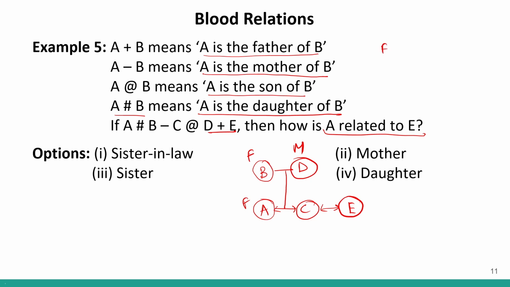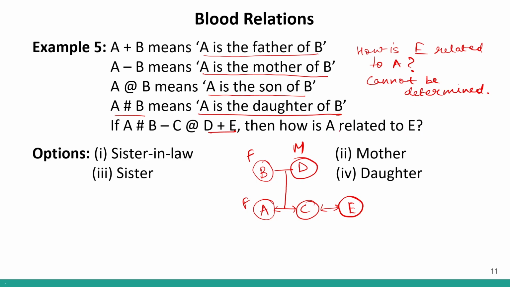Let's say the question was, how is E related to A? If this was the question, the answer would be cannot be determined. Why? Because E's gender is not known. E could be the brother of A and E could be the sister of A also.